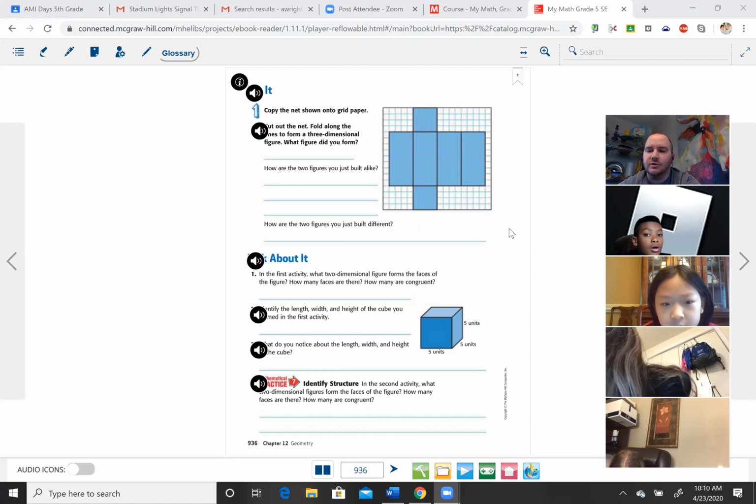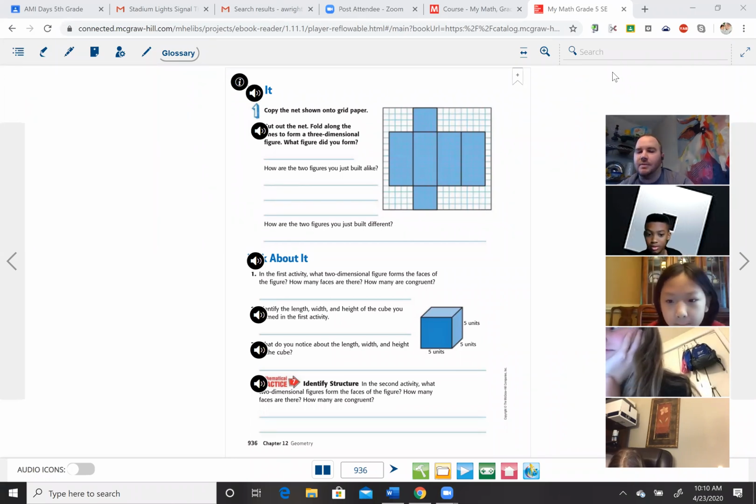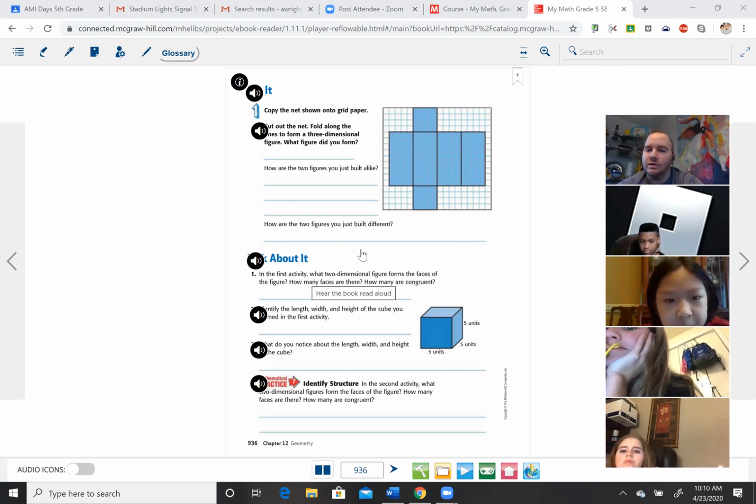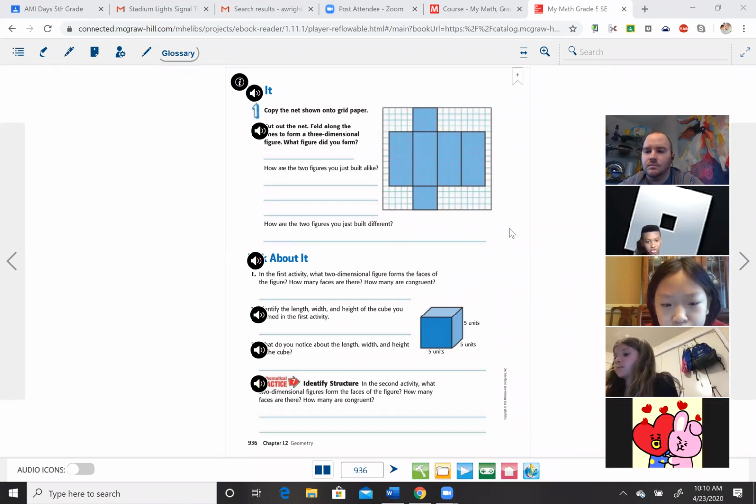So, Mitchell, I'm going to come to you. I haven't picked on you in a while. So, Mitchell, you're unmuted. So, that first question, it says talk about it. So, there's quite a few questions in there. So, let's go through it. In the first activity, what two-dimensional figures form the faces of the figure? So, what two shapes are in that first one? No, like this picture right up here at the top. What two shapes are in this? Rectangles and squares. Boom. So it's composed completely of rectangles and squares. So that answers the first question.